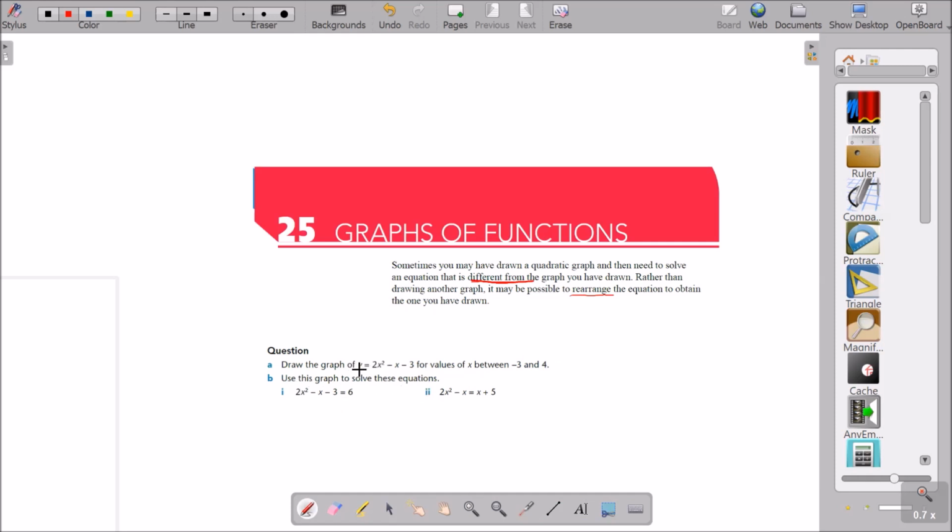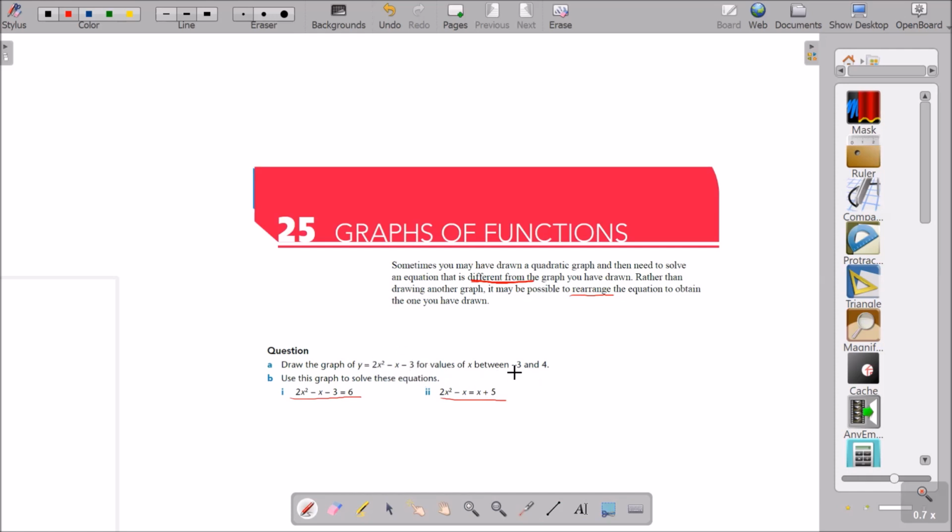We are asked to draw the graph of y is equal to x squared minus x minus 3 for values of x between minus 3 and 4. And we will use this graph to solve this equation, which we can see is different from that equation, but the left-hand side is the same. And this equation, which is different from that equation, but we can rearrange the terms here so that we have something like this right-hand side here.